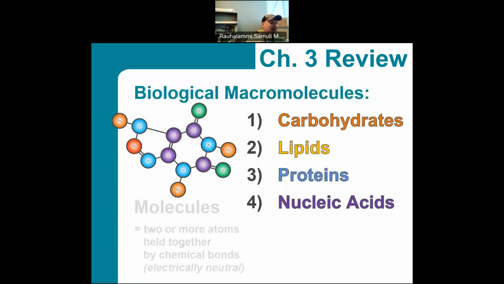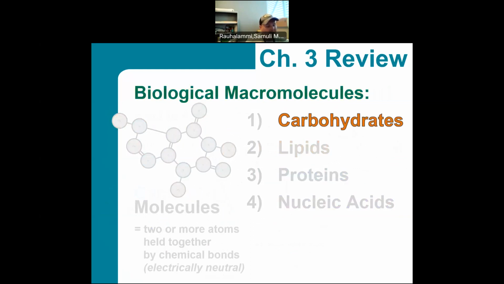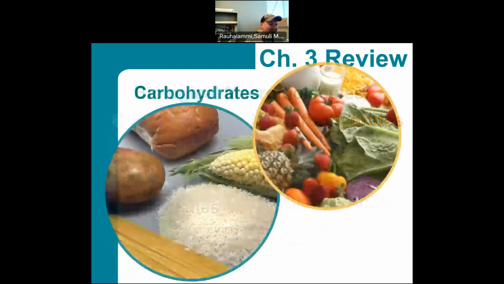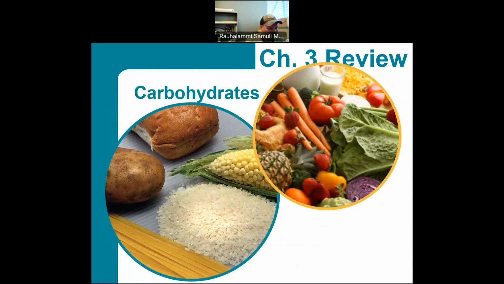So coming back to this listing of carbs, lipids, proteins, and nucleic acids as important biological macromolecules, let's have a look at carbs. When I talk about carbs, my students often say things like sources of carbs, let's think of bread, potato, corn, rice, pasta, all that good stuff. But there are other sources of carbs as well. A lot of leafy greens, for example, vegetables are good sources of carbs.